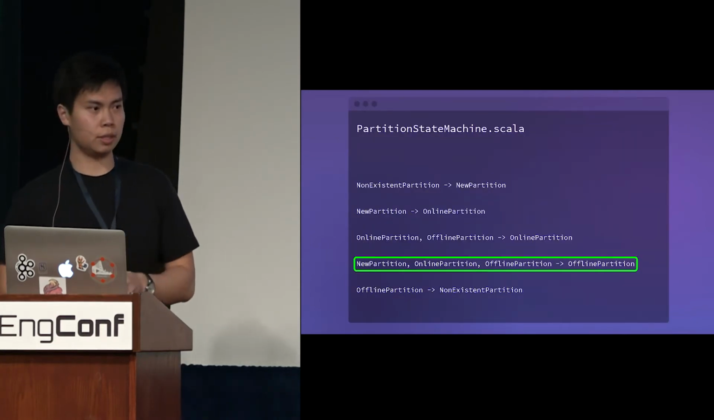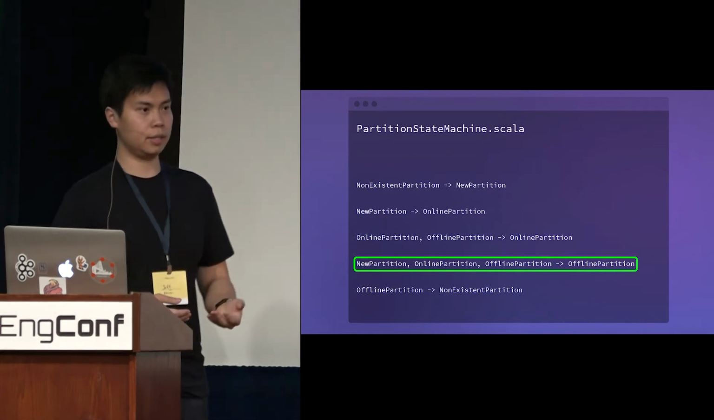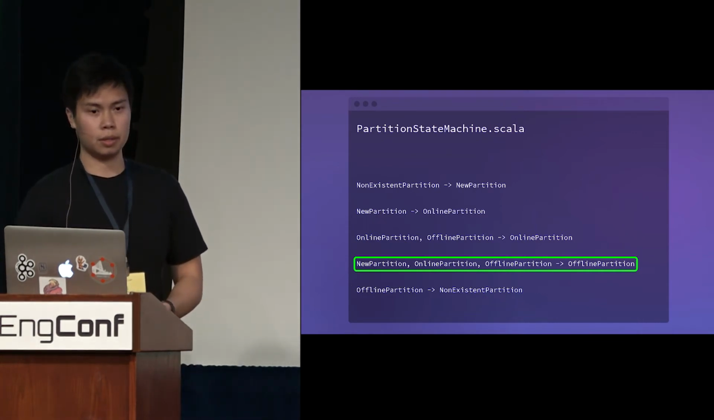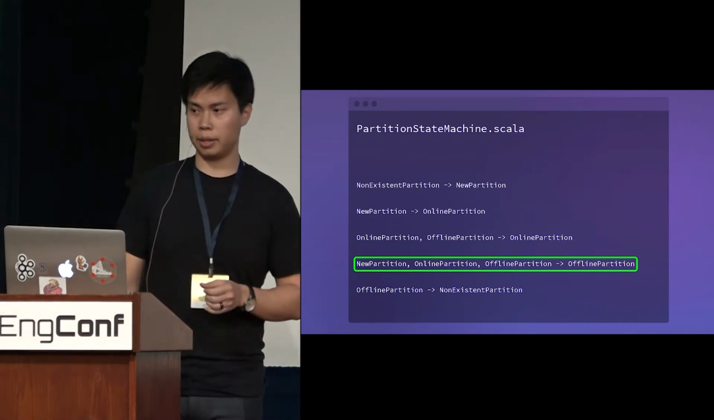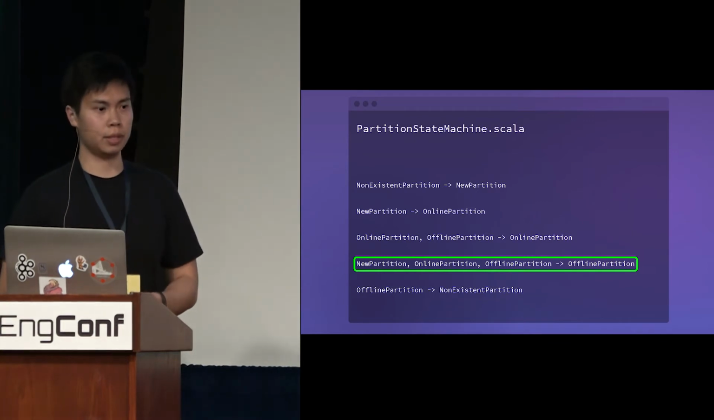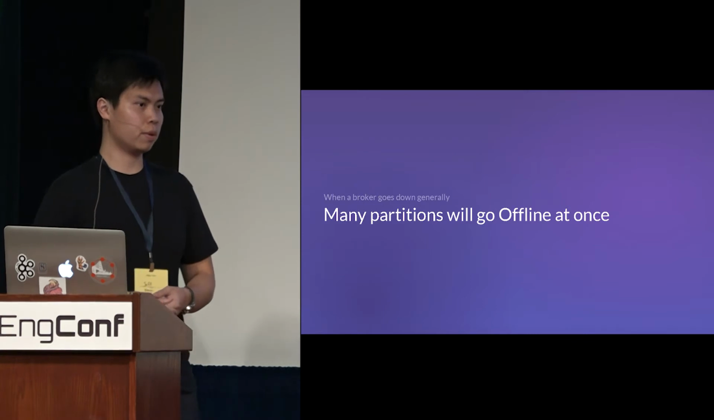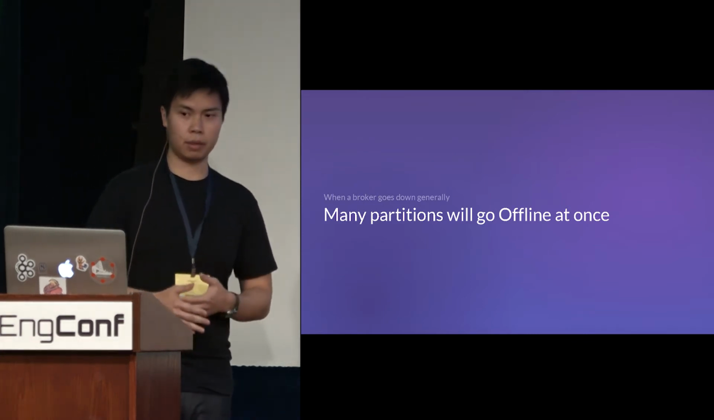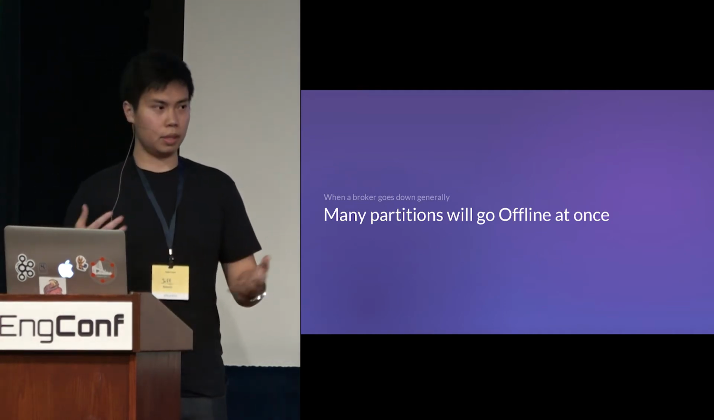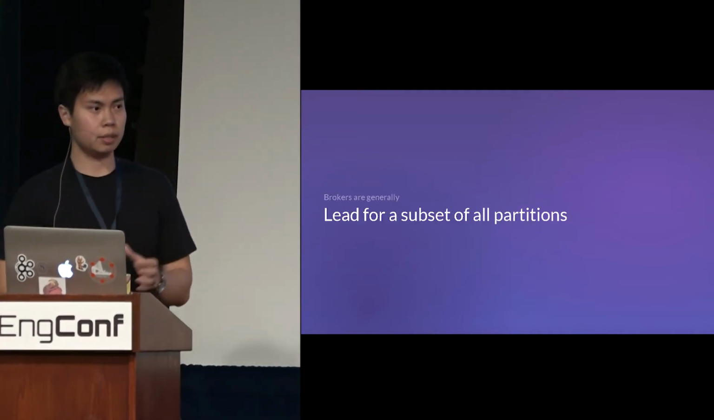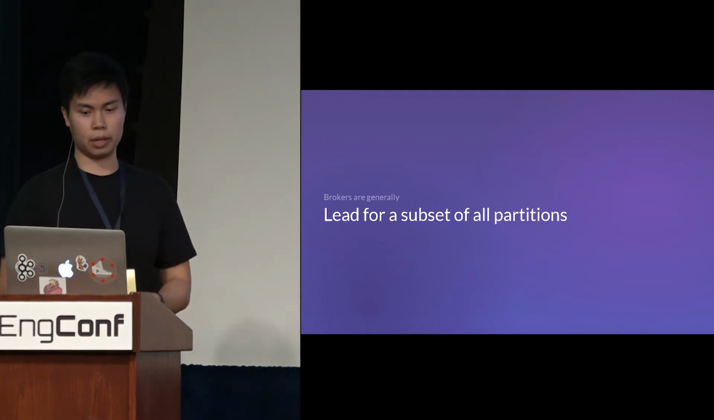Now, the partition specifically internally has many different states and state transitions. Today, we're interested in the case where a partition transitions from the online state into the offline partition state. And this will happen for generally many partitions at once, because when a broker goes down, then since it's lead for many subsets of all partitions in a cluster, then all of those partitions will go down as well.